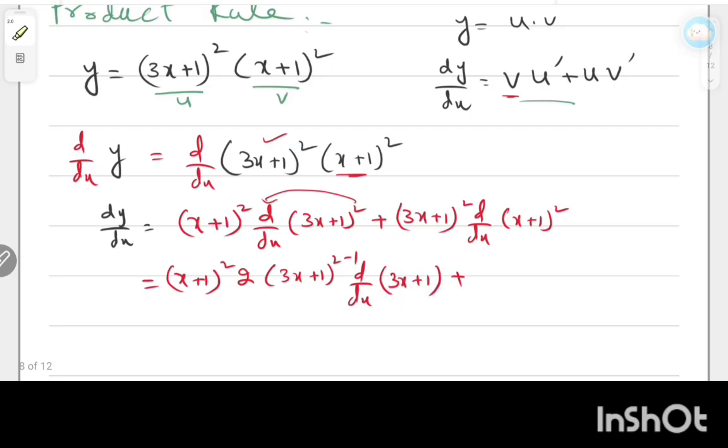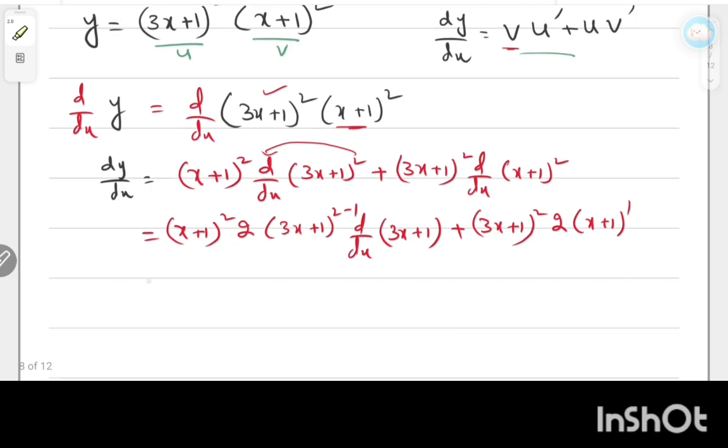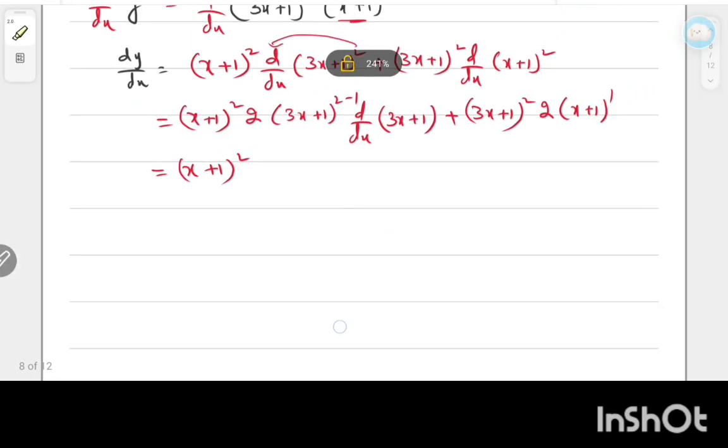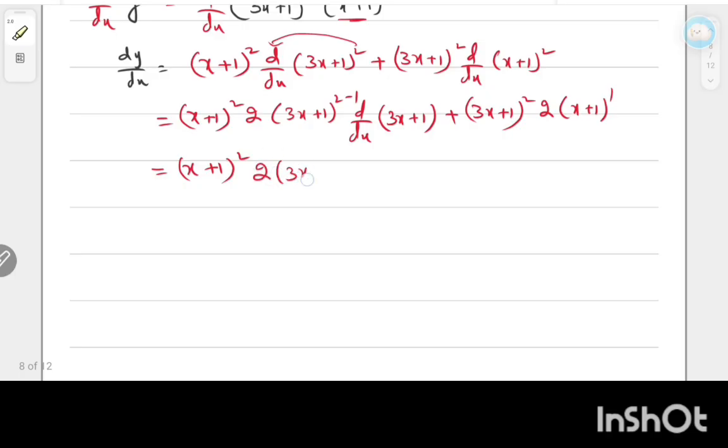Now, moving forward, the derivative of (3x + 1)² is 2(3x + 1). There is 2 minus 1, so the power will be 1. So we will solve. Next one is (x + 1)². I have to do 2(3x + 1), 2 minus 1, the answer is 1. And if we take the derivative of 3x, it will be 3, and the derivative of the constant will be 0. Plus (3x + 1)². So its derivative is 2 into (x + 1).